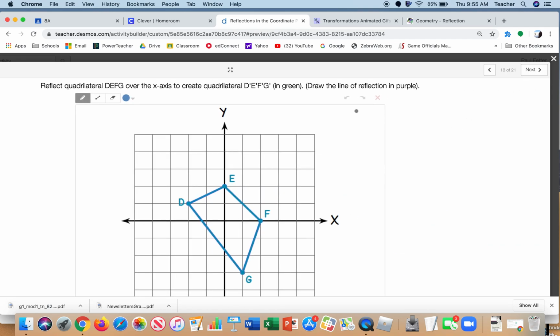Okay, this one's going over the x-axis, so E will be down here, F will be in the same spot. It's on the x-axis, D will be down here, and G will be up here.